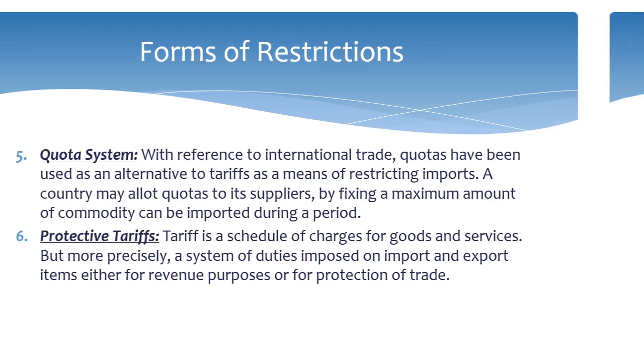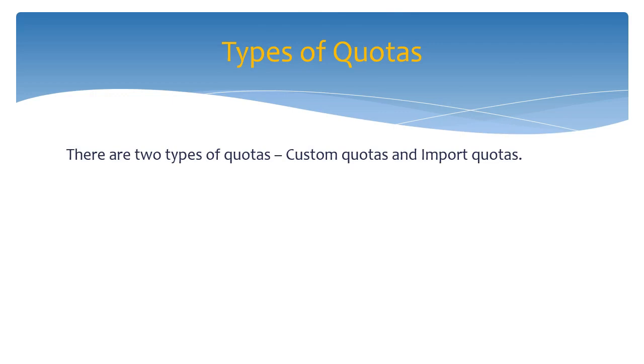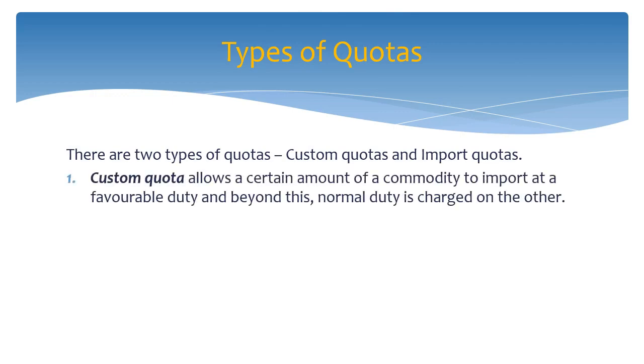Quota. Now we will take some in-depth review of the quotas used as a trade restriction tool. As stated before, quotas have been used as an alternative to tariffs as a means of restricting imports. A country may allot quotas to its suppliers, by fixing a maximum amount of commodity that can be imported during a period. Types of quotas. There are two types of quotas, custom quotas and import quotas.